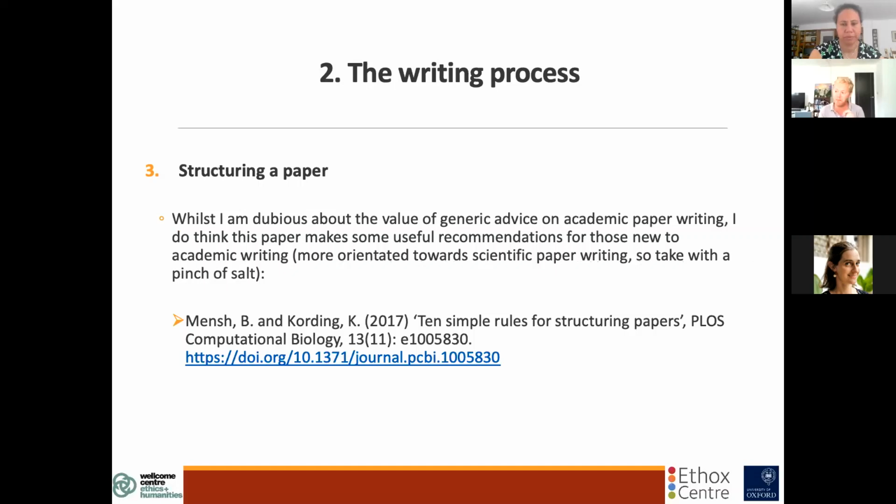So I said I was dubious about generic advice on writing papers right at the start, but I do think there is a paper that is actually very useful on how to structure papers in academic writing generally. I've put the reference there. Hope Dina will share these slides afterwards. It's more oriented towards scientific paper writing, but there are some really good general lessons in there. So if you are basically new to this and you're terrified by how to structure the paper, that is a helpful article to look at, I think. But be aware, it's not bioethics specific.